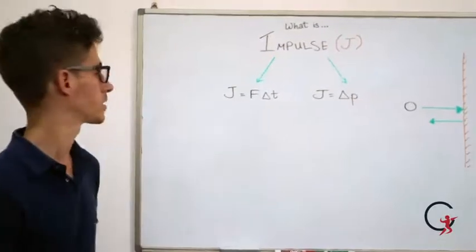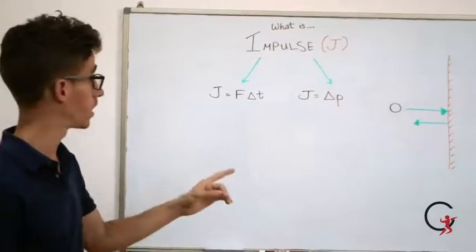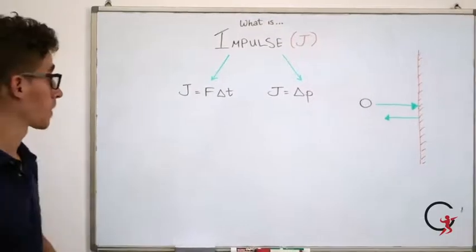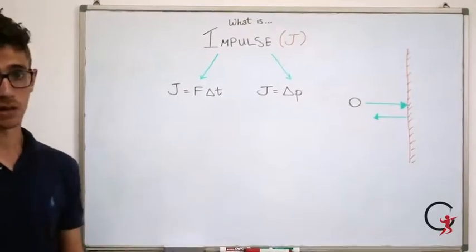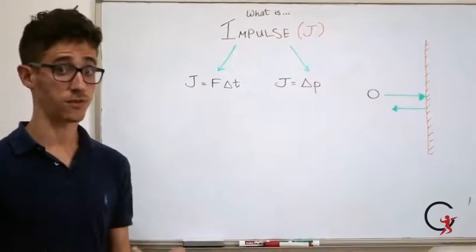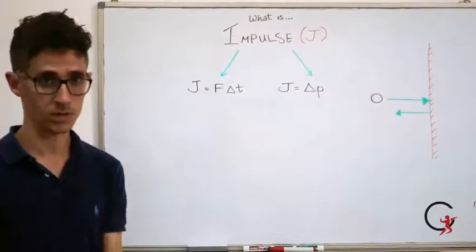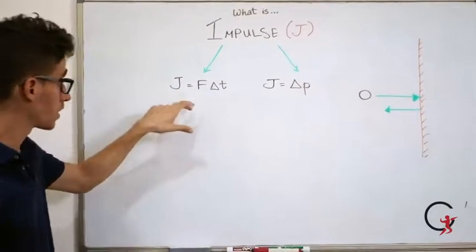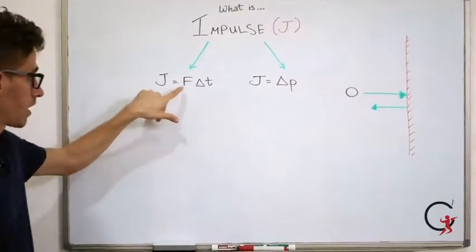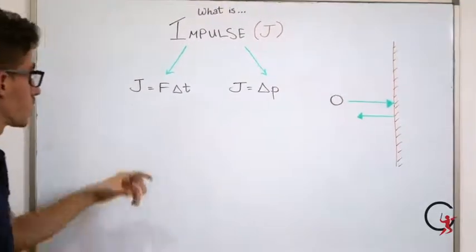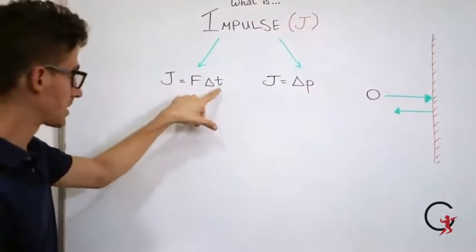Today I want to talk to you guys about a little topic in physics called impulse. What is impulse? We're going to find out right now. So if you look in any typical formula booklet, you're going to see two equations or formulas for impulse. Impulse is denoted as J here. The first one you'll probably see is J equals F times delta T. That is the force times the change in time.